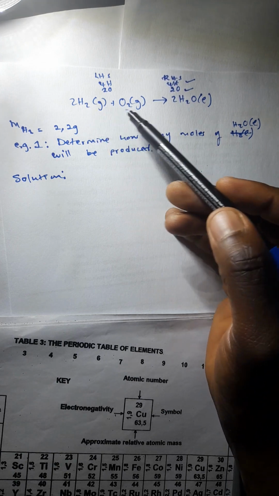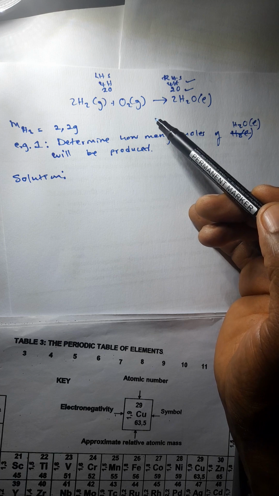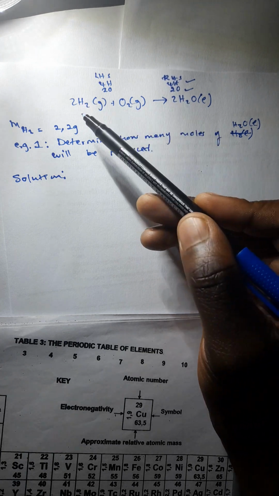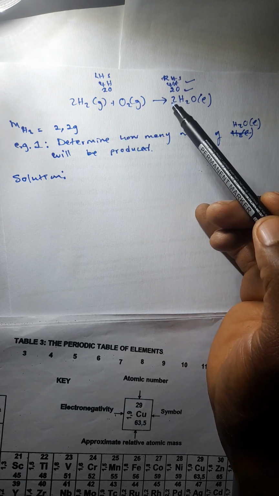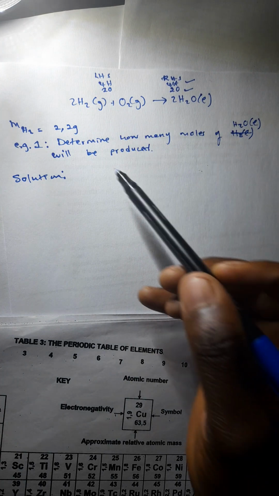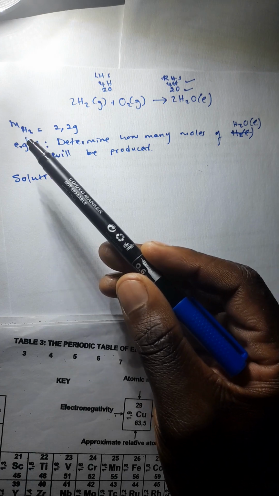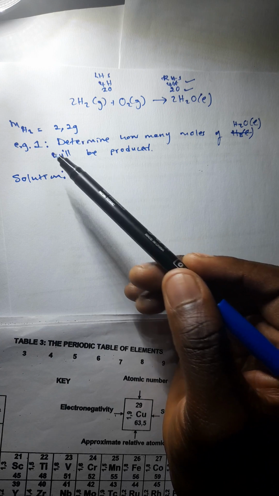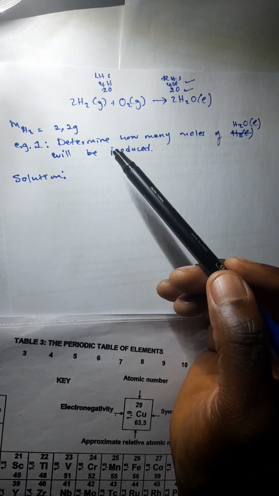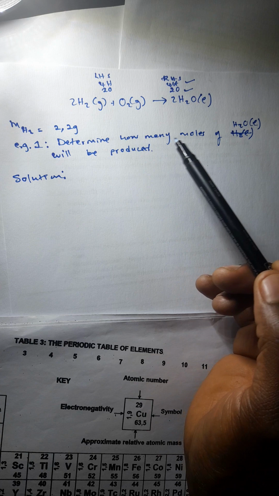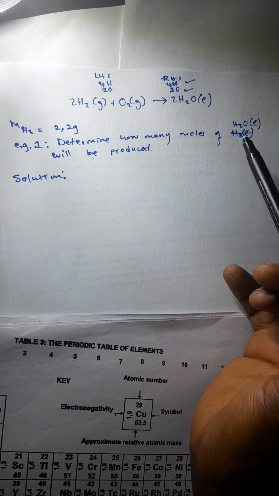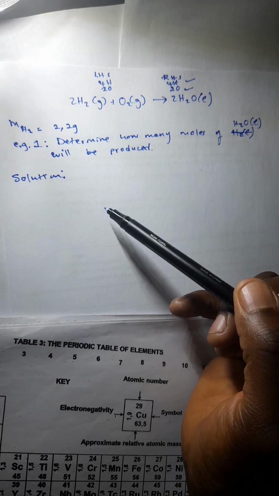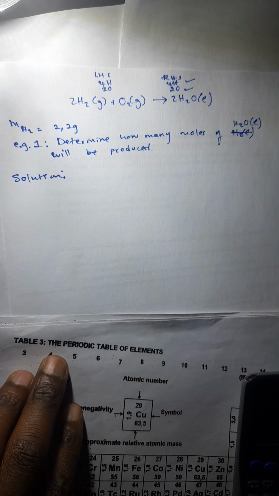What are we calling these numbers that we use to balance the equation? These are stoichiometric coefficients. Coefficients, they are balancing the equation. Anyway, let's go to the question, guys. It says, given the mass of 2.2 grams, determine how many moles of water liquid will be produced. How many moles are we going to produce?